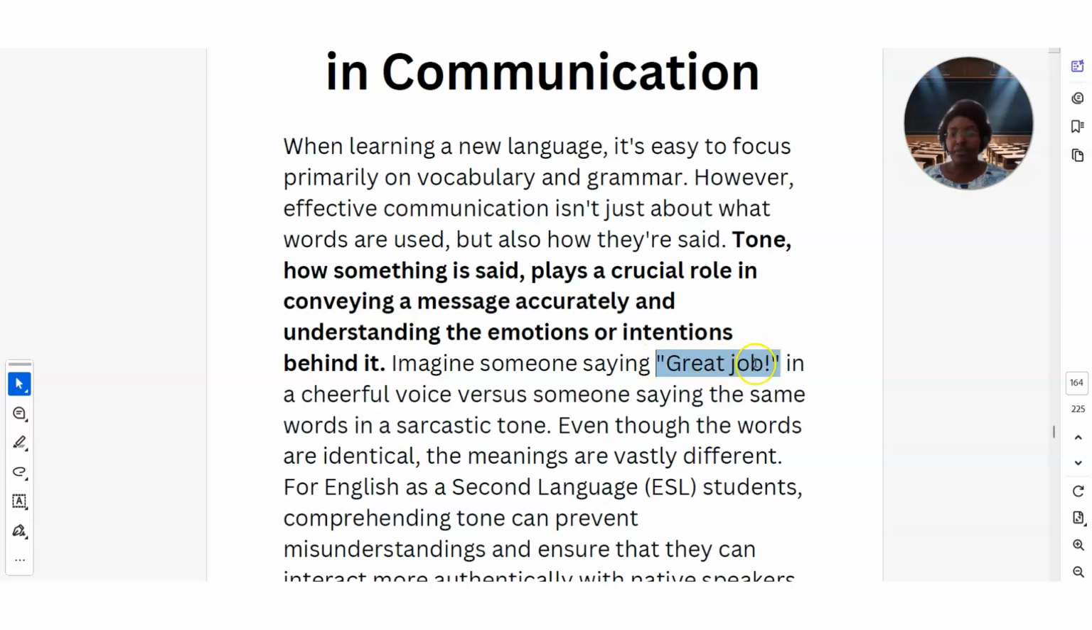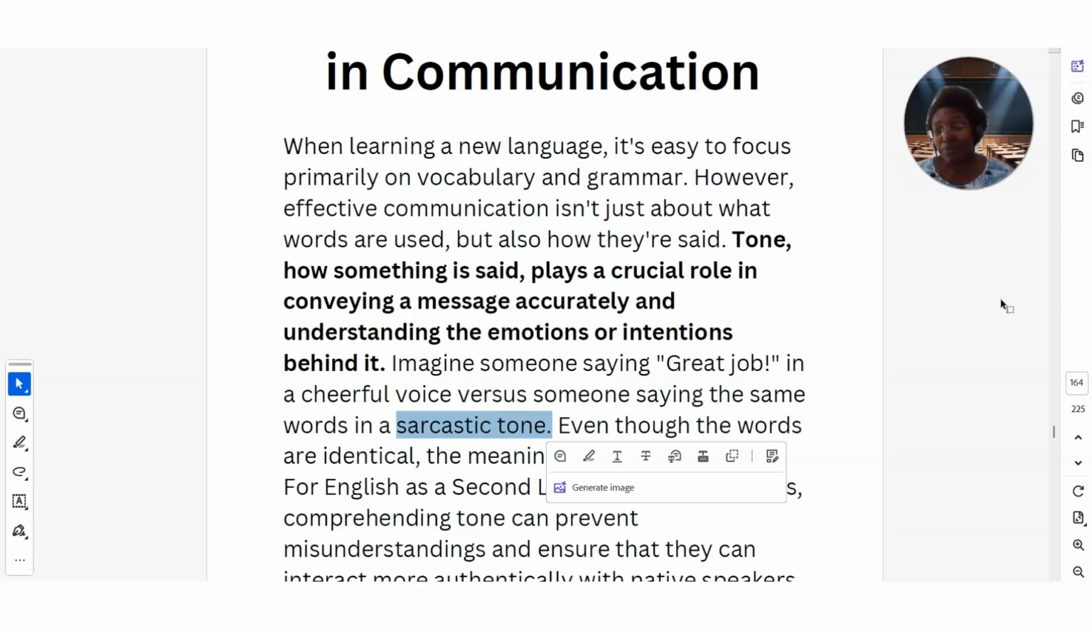So I'll give you an example of this. What if I said to you, great job? So you notice my tone is very excited, very encouraging. Great job. You take that positively. But what if I said the same words, but this time I'm going to add a sarcastic tone. And I say to you, great job. Great job. It's a very negative tone.